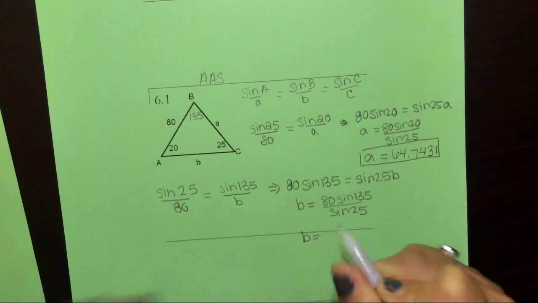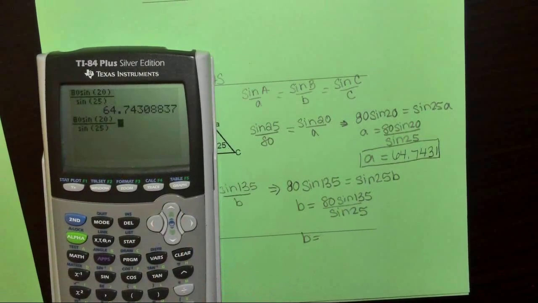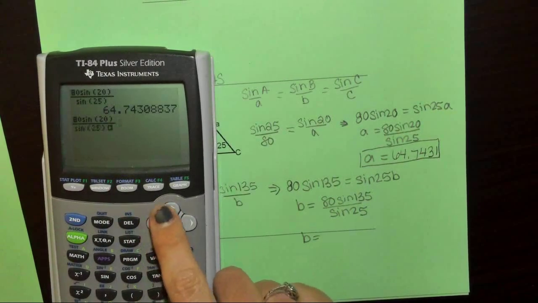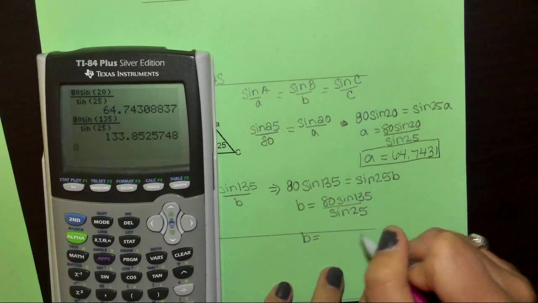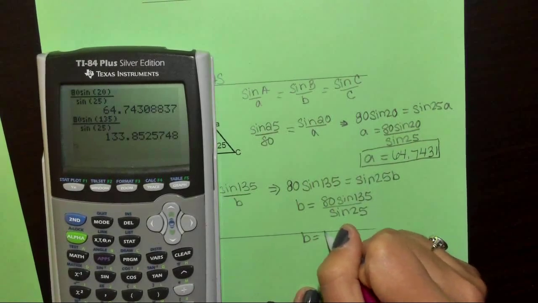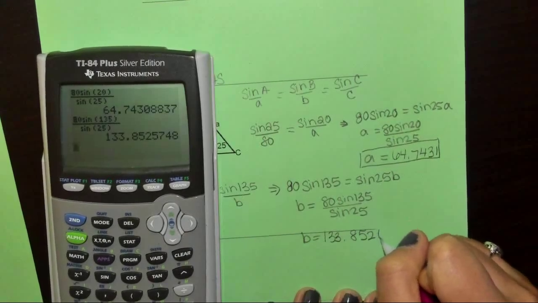So B is going to be, again, I'm going to grab this from up here so I don't have to keep on typing a whole bunch of stuff. I'm going to change that 20 to 135. And we have B's value is 133.8526.